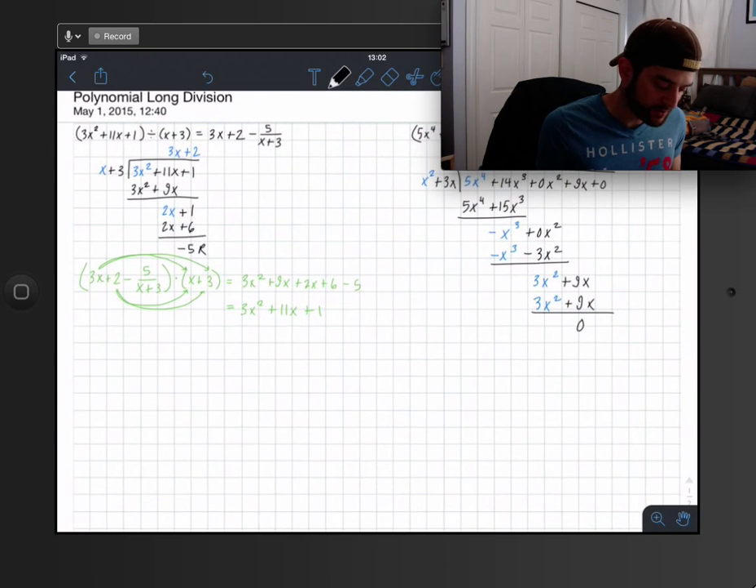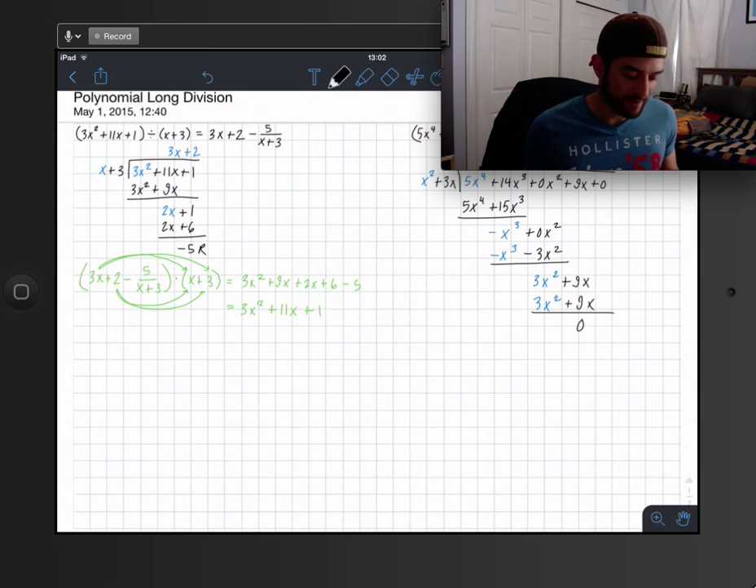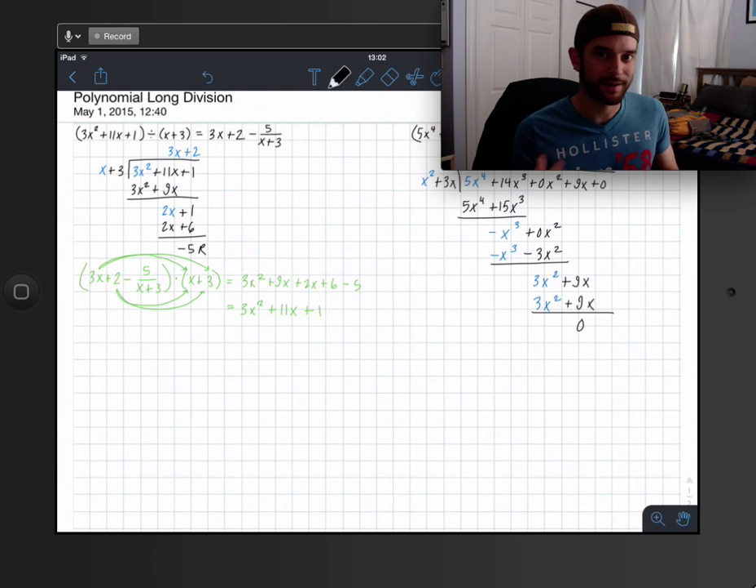And I can do a lot more examples of these because a lot of weird things happen, and we're going to see similar things happen when we do synthetic division, which is very similar, but again, a little different.